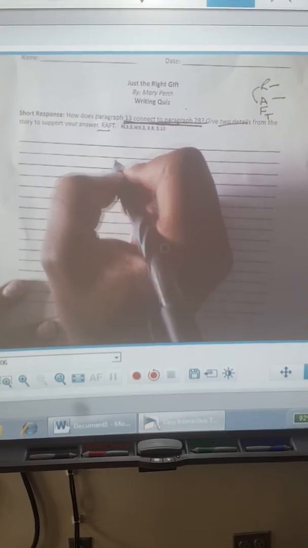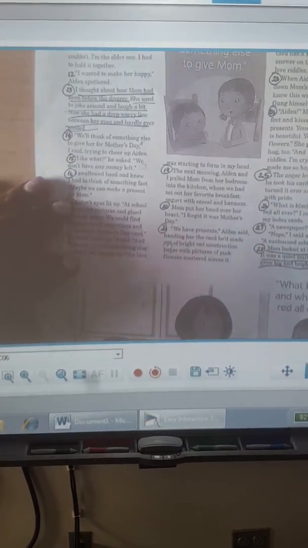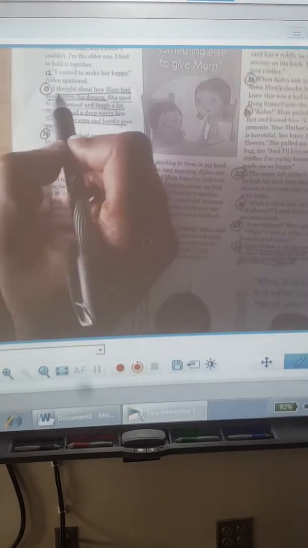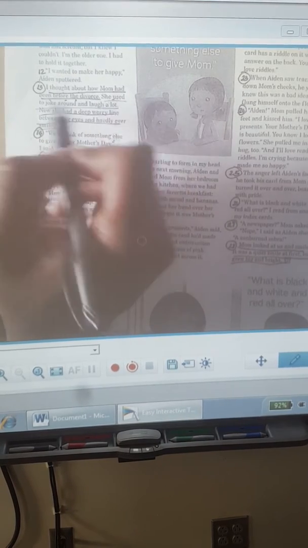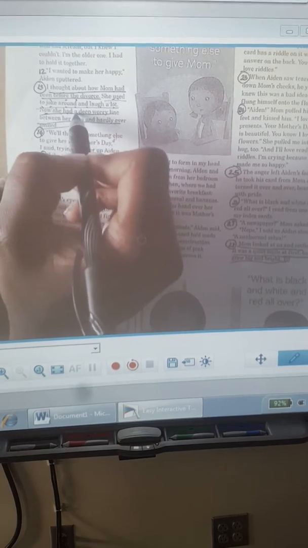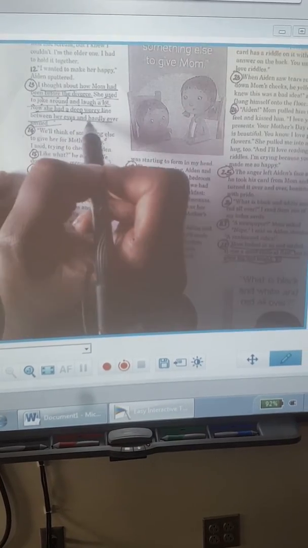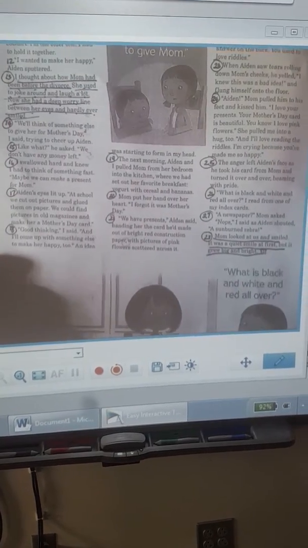So before I even say anything, I'm going to go back to the text and I'm going to reread paragraph 13. I thought about how mom had been before the divorce. She used to joke around and laugh a lot. Now she had a deep worry line between her eyes and hardly ever smiled. That's paragraph 13. Have your child talk through what's going on.